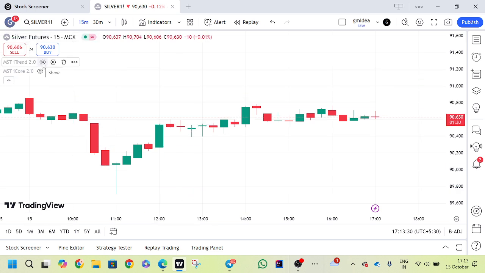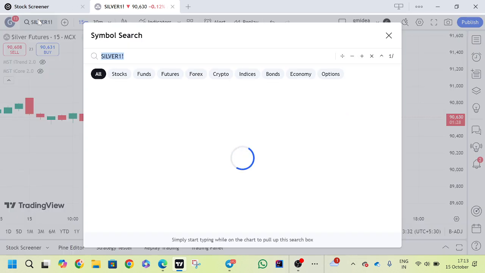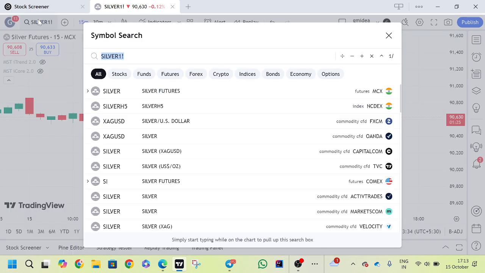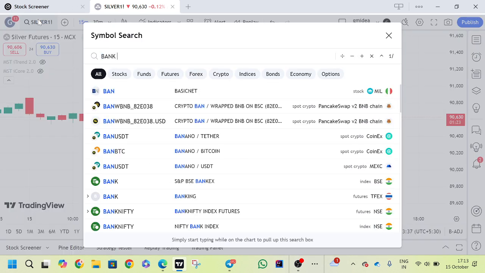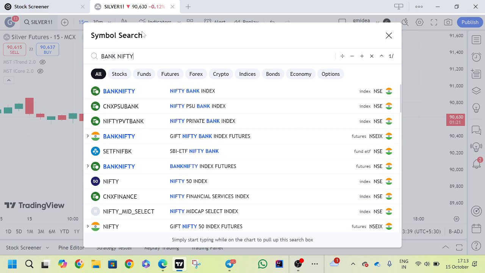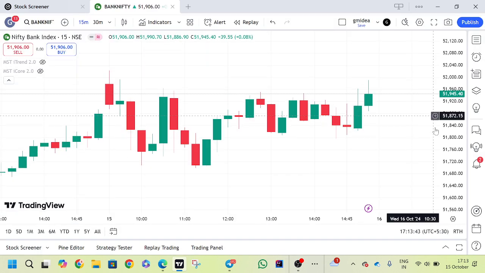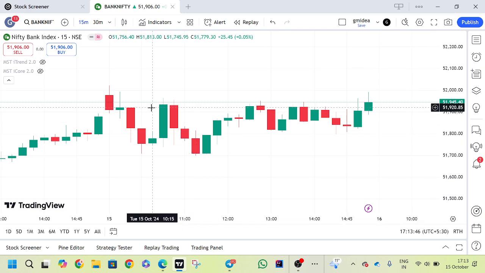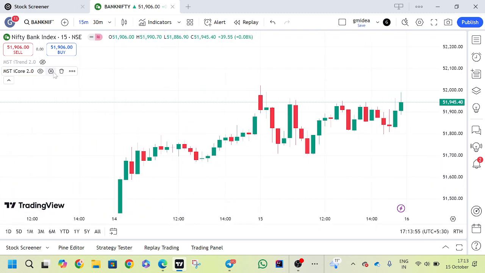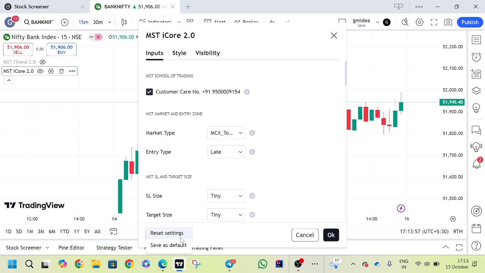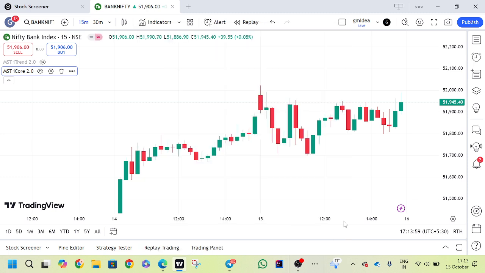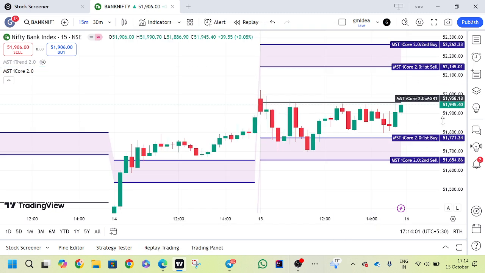So now, as usual, I will start with Bank Nifty. Bank Nifty, I am selecting. Index, I am selecting. Okay. So now we will be trading with iCore 2.0 first. Go to the settings and give a reset settings. That's all. Nothing else we are going to do.